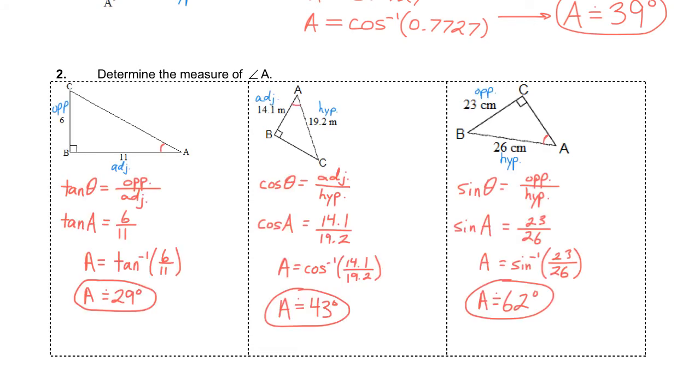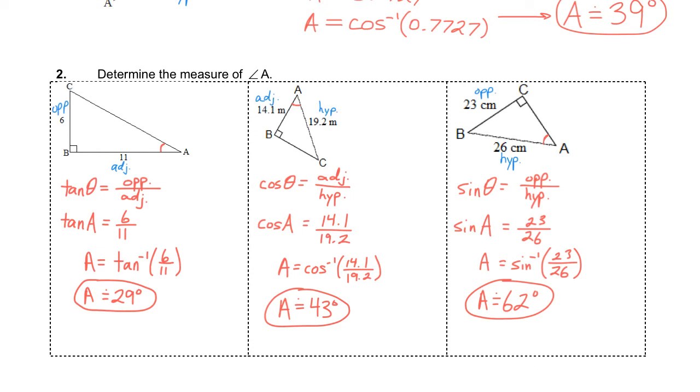For the first one, I labeled the sides. If this is the angle I'm trying to find, that's opposite, that's adjacent. So because I'm using opposite and adjacent, then I have to choose tangent. So tan of angle A is equal to 6 over 11. Because I want to solve for the angle, I have to do the inverse tangent. Similar to the example above where I did the inverse cosine, I'm just doing the inverse tangent. So you can do your 6 divided by 11, do the inverse tangent of that. You should get an answer rounded to a whole number as 29 degrees.